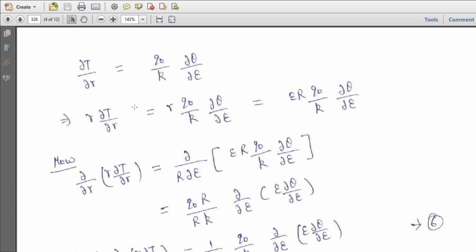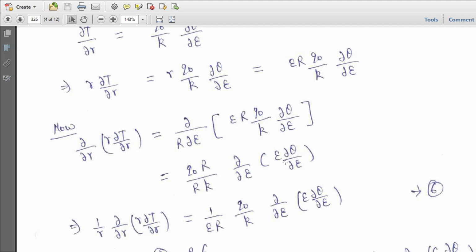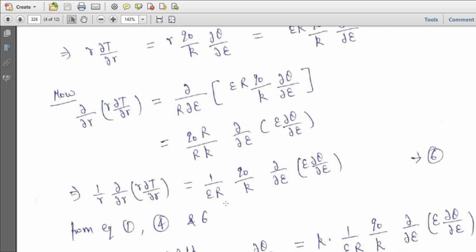So from here you end up with this, where you are multiplying r ∂T/∂r, Q₀/K ∂θ/∂ψ. Now differentiating this with respect to r, you will get Q₀ r/K ∂/∂ε (ε ∂θ/∂ε). Now multiplying this term by 1/r, you will get 1/(ε r) Q₀/r ∂/∂ε (ε ∂θ/∂ε).